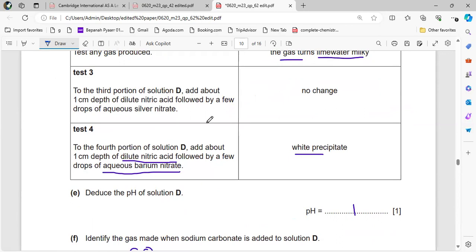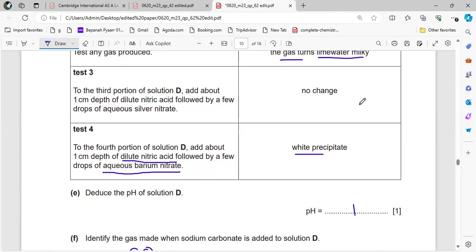drops of aqueous silver nitrate. Again, dilute nitric acid and silver nitrate test is performed here. Just now in the above test, we saw that as this test is for halogens, there are no halogens present, because of which they have given no change. So it means that there is no halogen in the compound.